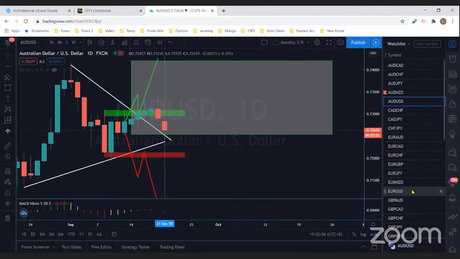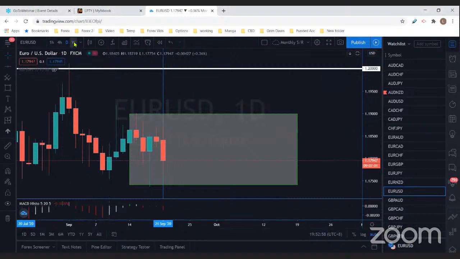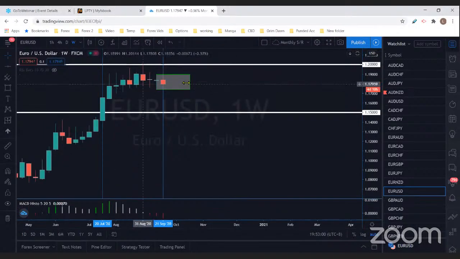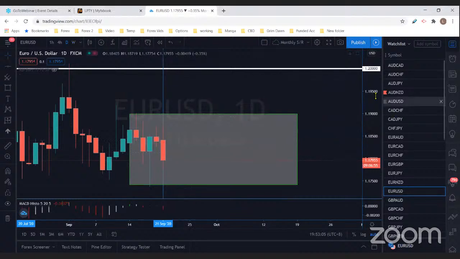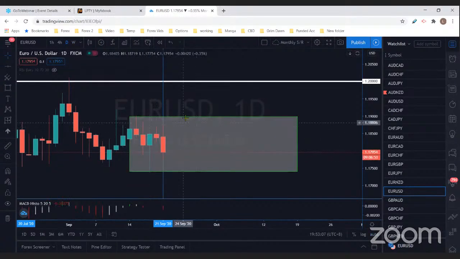Next on the list is actually euro dollar. On the weekly chart, you can see that it's overbought on last week's bar. On the daily time frame, we have not seen any secondary rejections on the high. So again, waiting for price to break and retest before I can go for a short position.